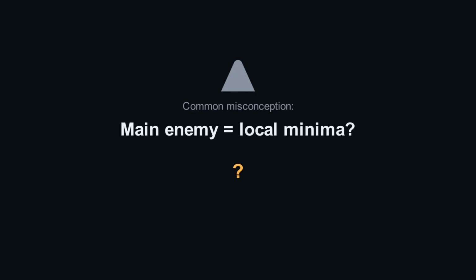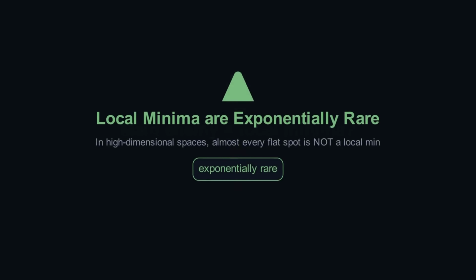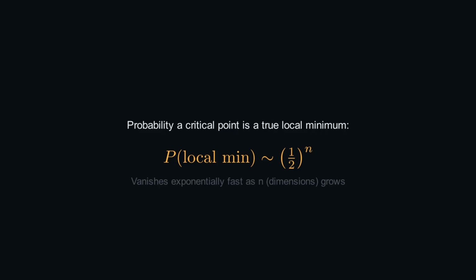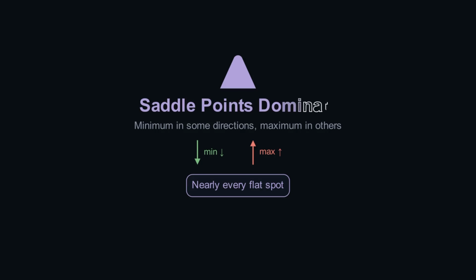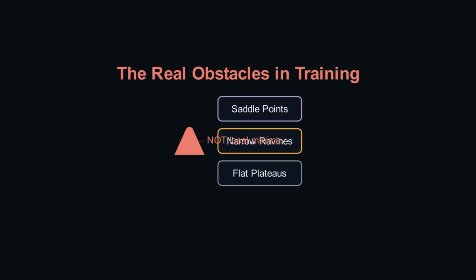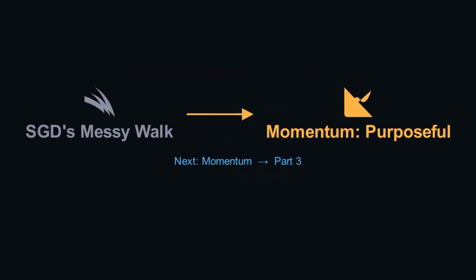You might think the main enemy is getting trapped in a local minimum. In high dimensions, local minima are exponentially rare. Dauphin and colleagues showed this at NeurIPS in 2014. In n dimensions, the probability that any critical point is a true local minimum is 1/2 to the power n. It vanishes fast. Nearly every flat spot is a saddle point, a minimum in some directions, a maximum in others. The real obstacles are saddle points, narrow ravines, and long flat plateaus, not local minima. That's the messy reality SGD must navigate.